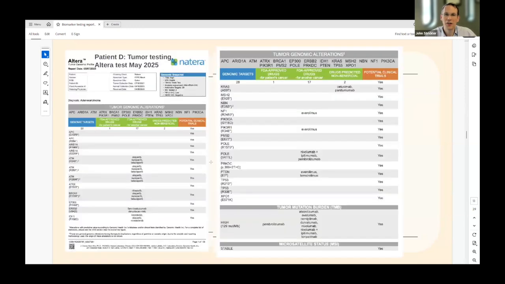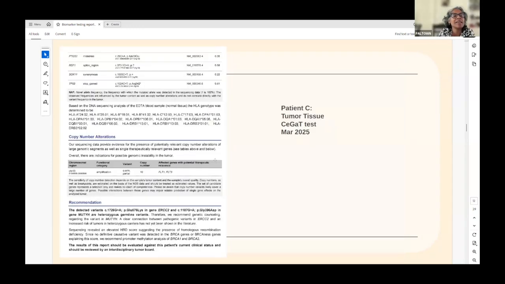Okay, Altera, love this one. Sorry, did you want to say something before I dive in? In the previous one, that report has different sections where they talk about copy number alterations and germline testing, and the HLA typing too. So it seems more extensive than what we see here.